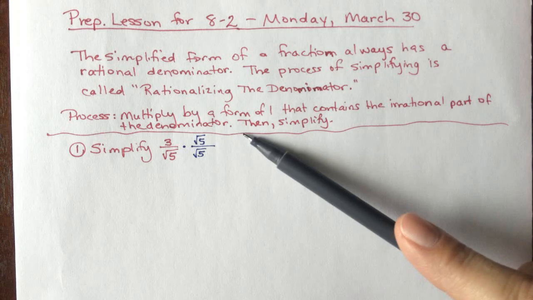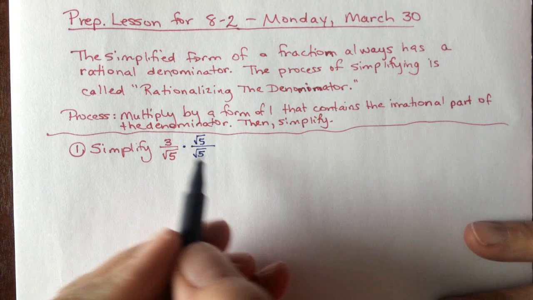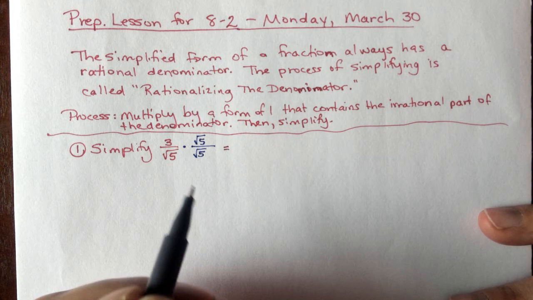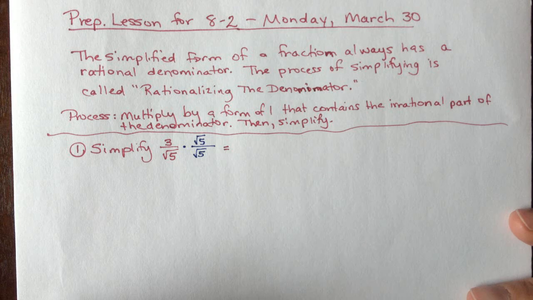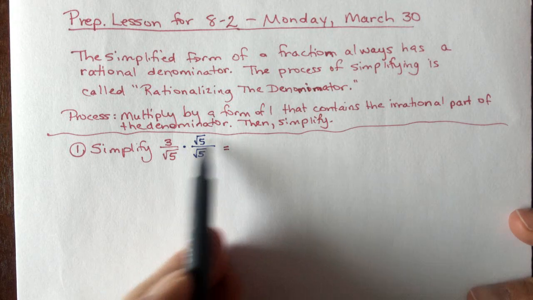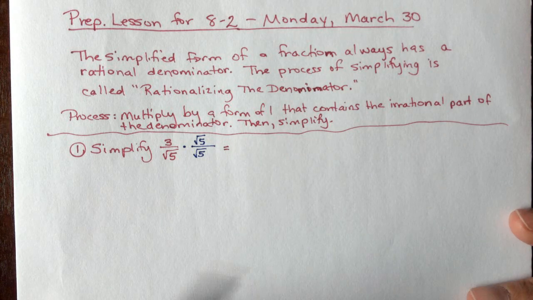Alright, then simplify. Okay, that's the next part. So we're going to multiply these two fractions together. When we multiply two fractions, we multiply straight across. Numerator times numerator, denominator times denominator.